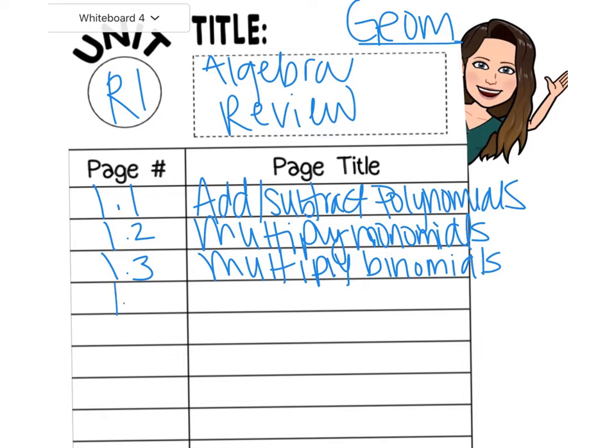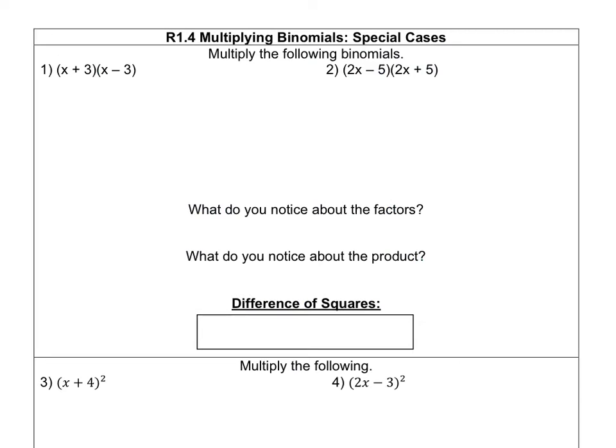Today's lesson is 1.4 and we're still multiplying binomials, but this is going to be special cases. So I'm just going to write special cases because I don't have enough room to write all of that. Then go ahead and turn to your first page of notes. We have worked with multiplying binomials, but we're going to look at some special cases. So let's go ahead and multiply out number 1. You can do the distributive method or the box method.